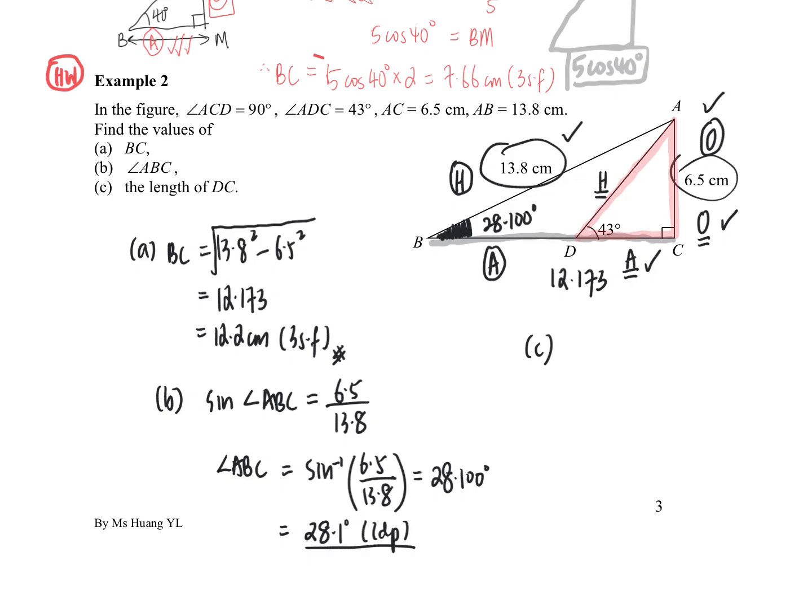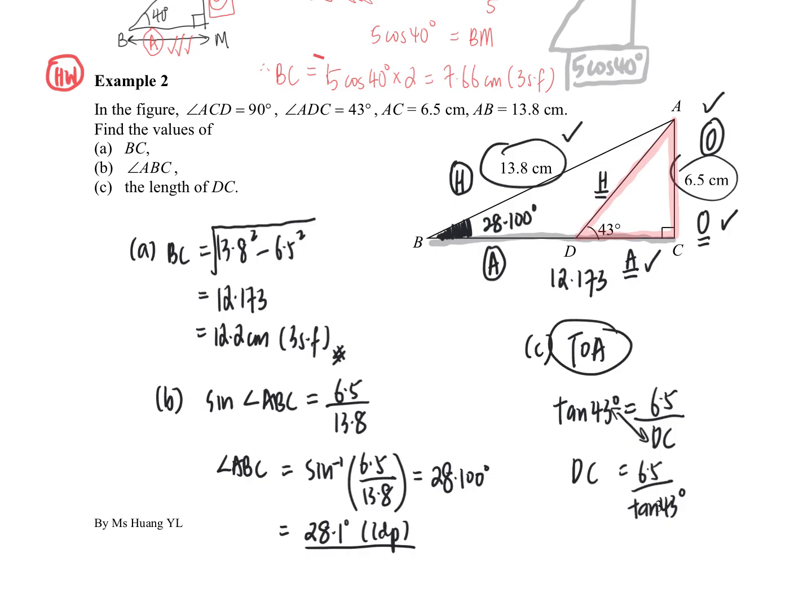TOA CAH SOH, right? So tangent 43 degree is O over A. So remember yesterday we were telling you if this appears at the bottom, you can switch the position of the two of them. So DC is 6.5 divided by tangent 43 degree. So press calculator, what's the answer? 6.97 cm, 3SF.